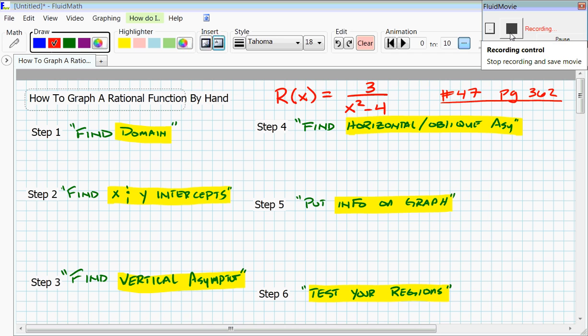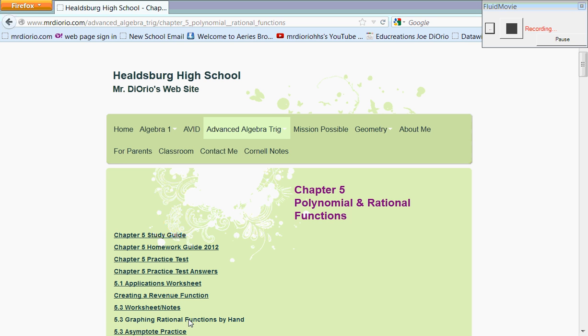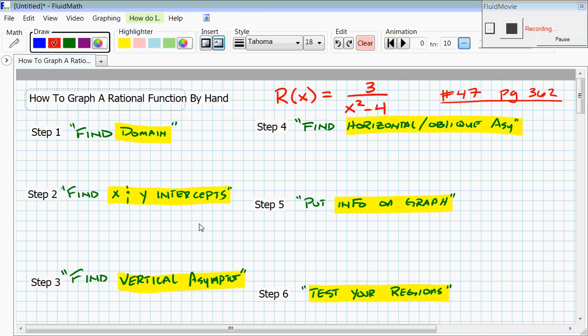Watch it too. All right, this is going to show you how to graph a rational function by hand. There is a worksheet at the top of Chapter 5 under this thing right here, graphing rational function by hand, that gives you all the steps and tells you what to do. But I'm going to go through this particular problem with you right now.